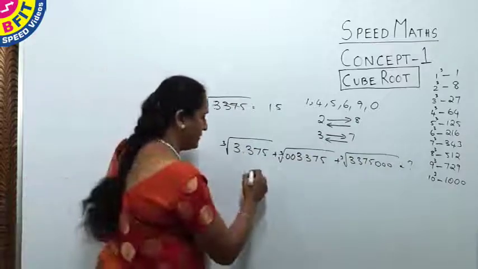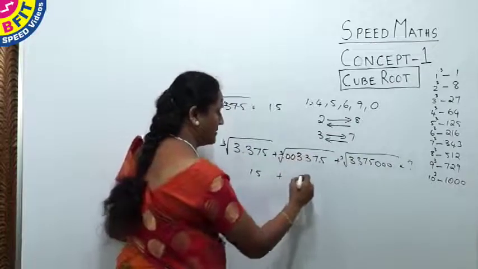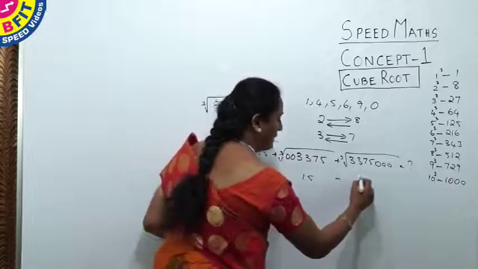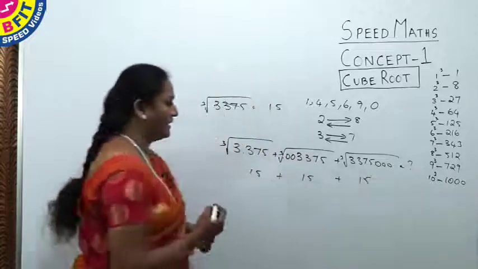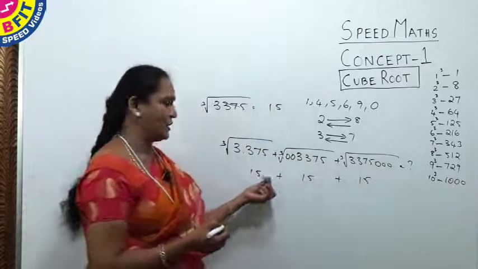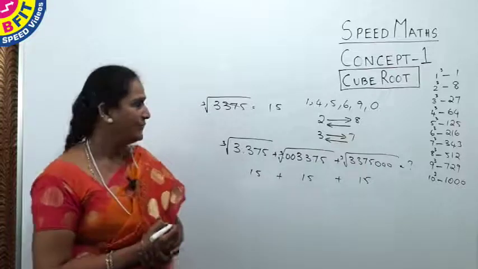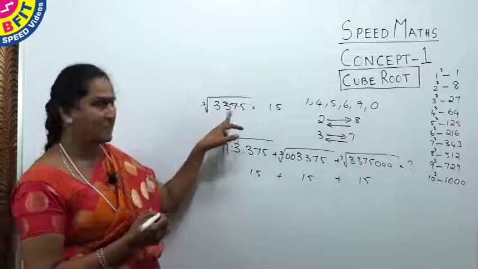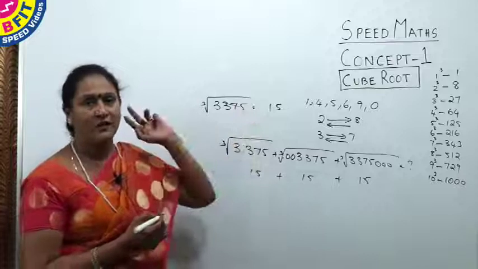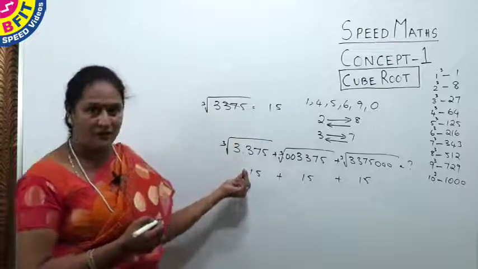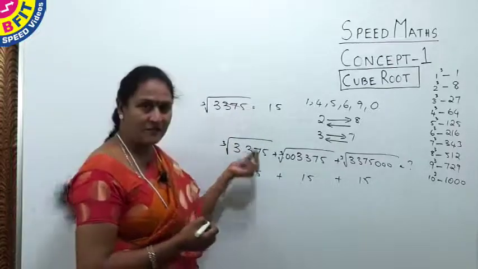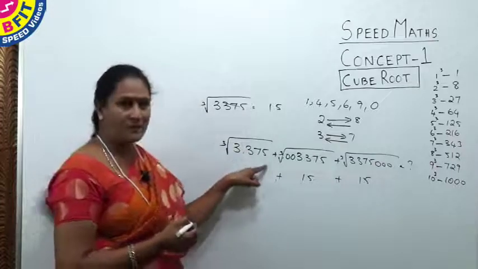So for this term the value is 15. For this term also the value is 15. And here it is 15. Now placing the decimal accordingly, we have to add these numbers. So what is the number? 3375, the cube root is 15. And here the number in the first term is 3.375. So how many decimal places?